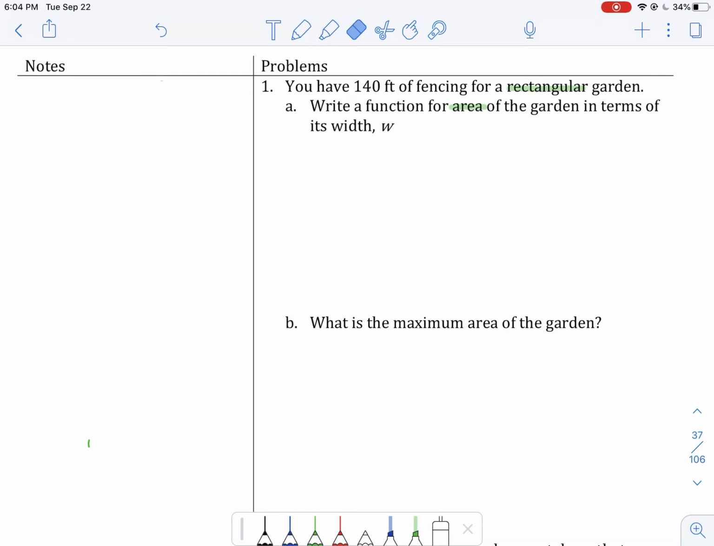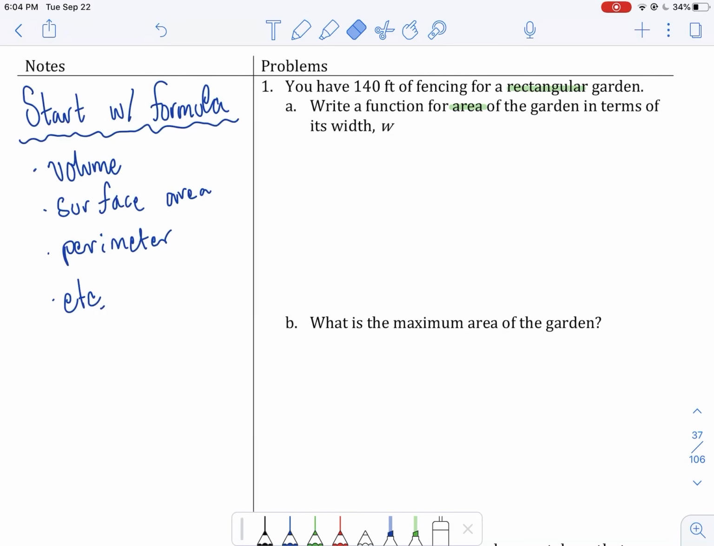And I'm going to use one of the methods I strongly recommend for these, which is just to start with the formula. So if it's volume, surface area, perimeter, anything like that, a really good place to find all these different formulas is the internet, or honestly your planner has most of them. So you can Google a lot of these. Hopefully you don't have to Google the area of a rectangular shape, but you know what? Go for it. Believe in yourself.